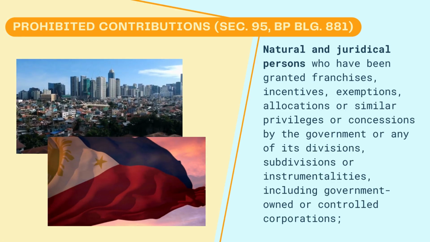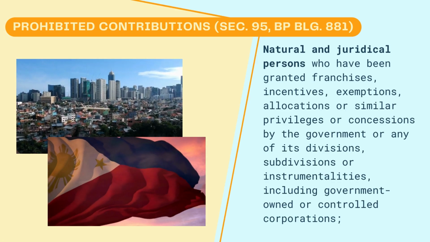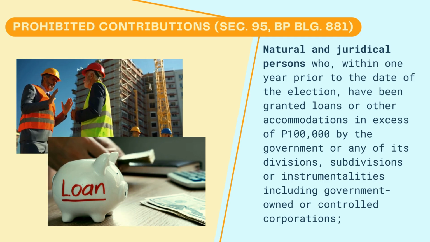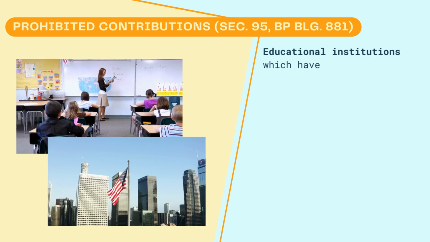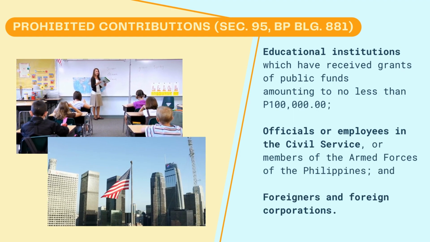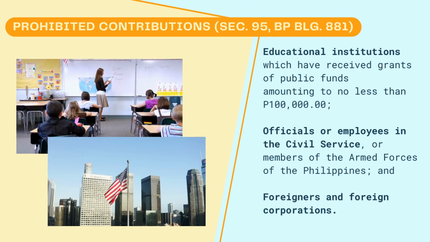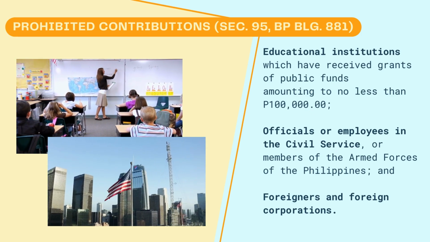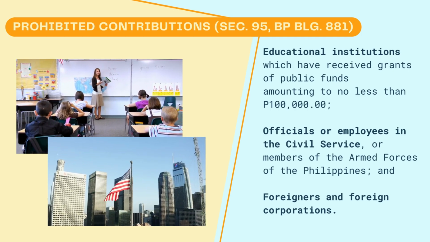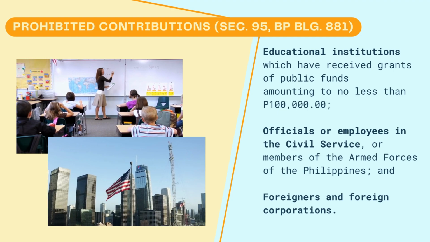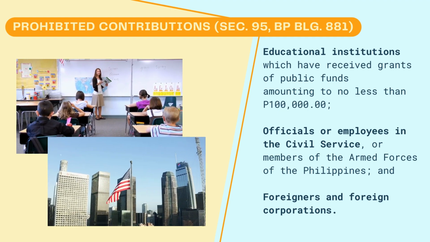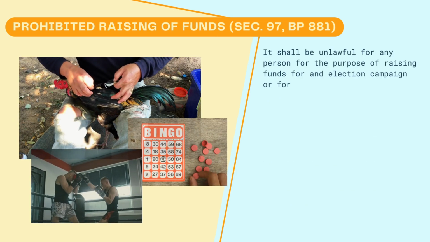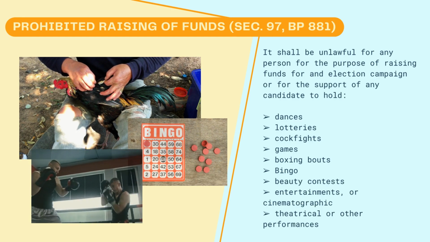1. Public utilities or those with national resource rights. 2. Government contractors, subcontractors, and beneficiaries of government privileges. 3. Those receiving significant government loans within a year. 4. Educational institutions with substantial public funding. 5. Civil service officials, armed forces members. 6. Foreigners and foreign corporations. Soliciting or receiving contributions from these entities is illegal. Furthermore, it's unlawful for anyone, including political parties and entities, to seek or accept aid from foreign sources to influence election outcomes. Under Section 97 of BP 881, it shall be unlawful.